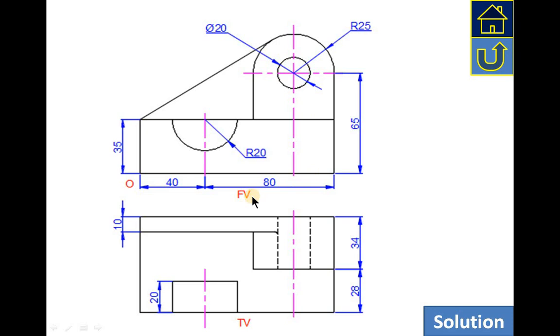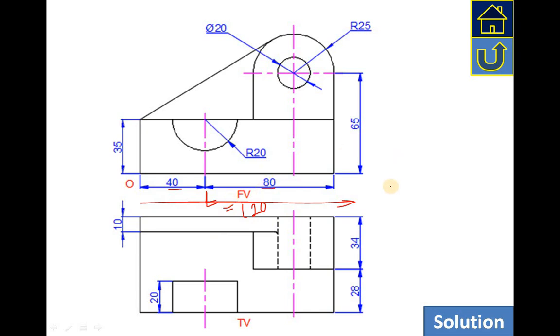So this is the front view and top view of an object. One must understand and notice first where the origin is. The origin is kept here. As the origin is here and the object extends on the right hand side of the origin, one must note that in the front view, what you get on the right hand side of the origin is your length. The total length you can measure is 40 plus 80, so that is 120 mm.